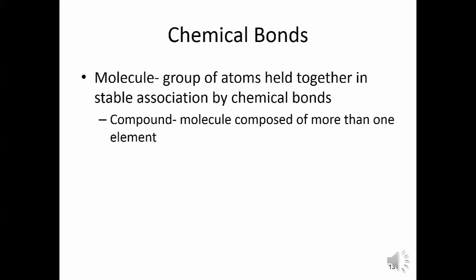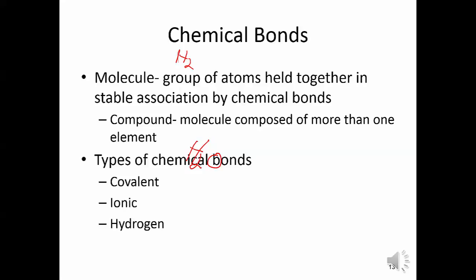So a molecule is then a group of atoms held together by chemical bonds. And you can have molecular hydrogen, which is H2, like we saw in that previous slide. H2 is a molecule, it's molecular hydrogen. A compound is a molecule composed of more than one element. For example, H2O is a compound. And the types of bonds that hold these compounds together are covalent bonds, ionic bonds, and we'll also see hydrogen bonds.